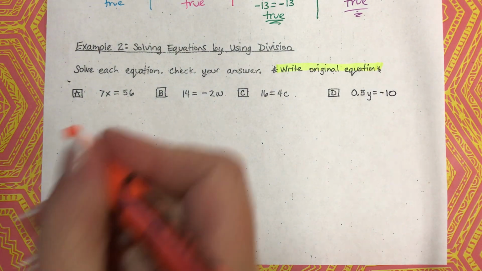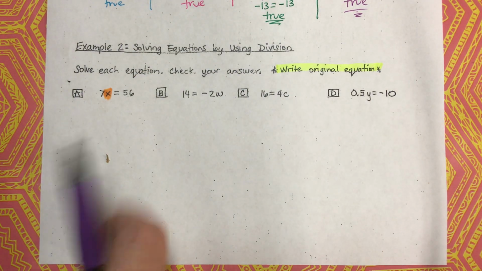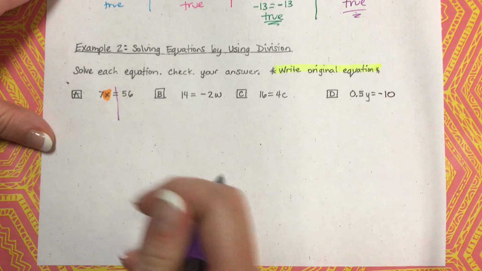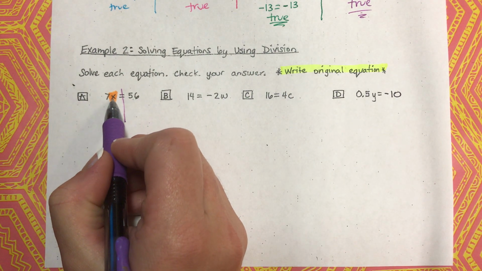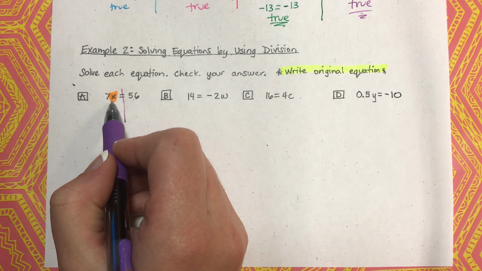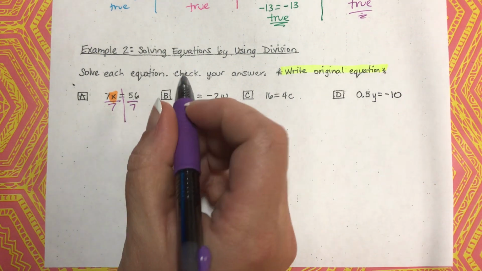We are trying to get x by itself. Is x by itself? No, it is not. So we're going to have to get x by itself. There's a 7 there. It's related to x through multiplication. So we have to do the inverse operation of multiplication, which would be division. So we're going to divide both sides by 7.